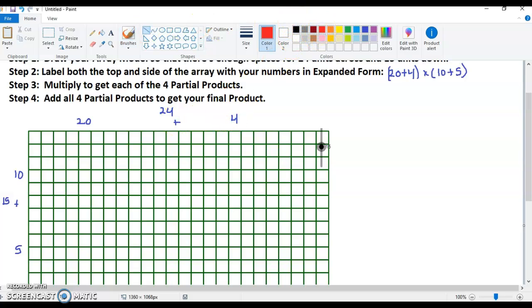Let's use some different colors. First we'll count 20: 2, 4, 6, 8, 10, 12, 14, 16, 18, 20. So it's going to go right to here. That's 20. And then over here is 10. So I'm going to count 1, 2, 3, 4, 5, 6, 7, 8, 9, 10. That should be 10 right there. So there's my first array. Basically, I'm just creating a rectangle that's 20 units by 10 units.